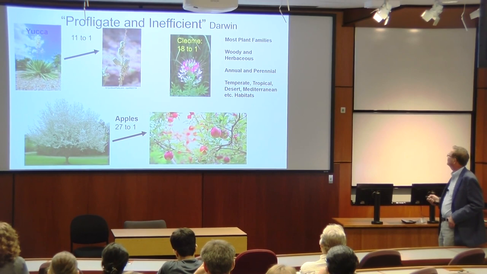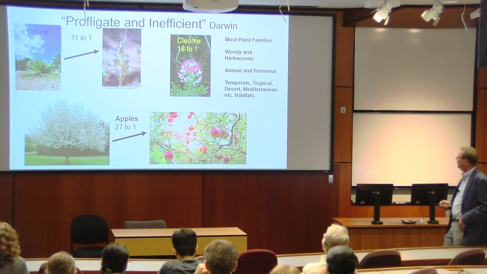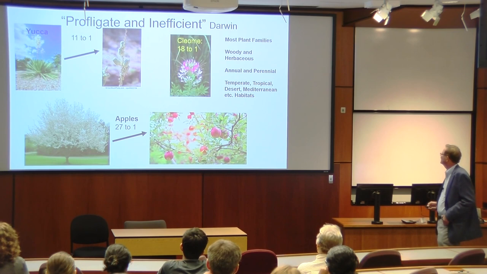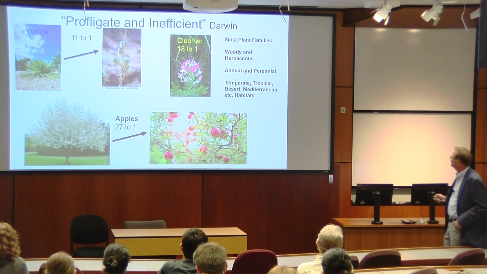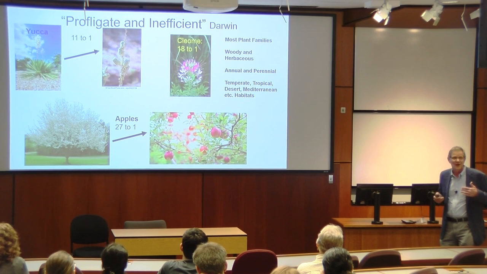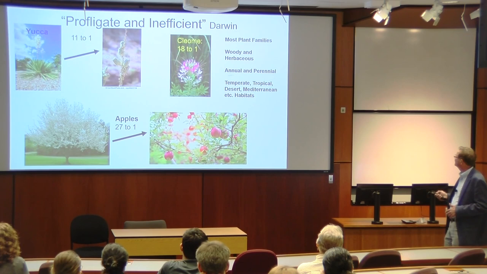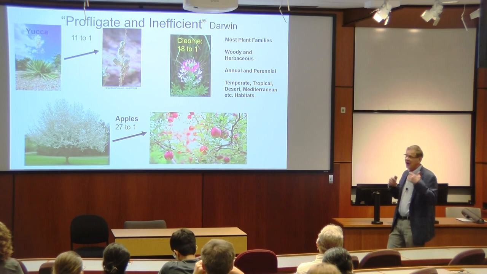Cleome, a backyard garden plant that many of you know about, has 18 flowers for every fruit. Apples, about 27 flowers for every fruit. And in fact, you can find examples of this sort of thing in most plant families. All plant families that I know enough species about have this. You can find them woody and herbaceous, annual and perennial. You find them in temperate, tropical, desert, Mediterranean habitats, a variety of pollination types, things of that sort.